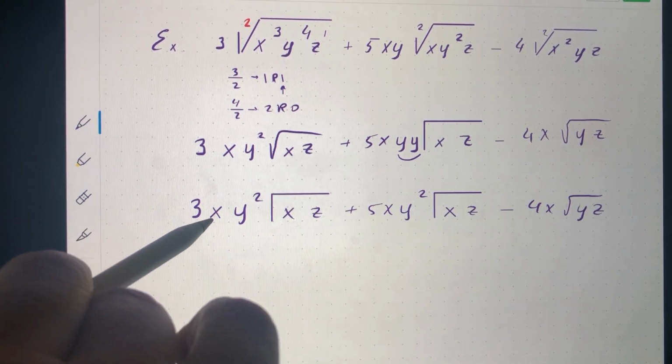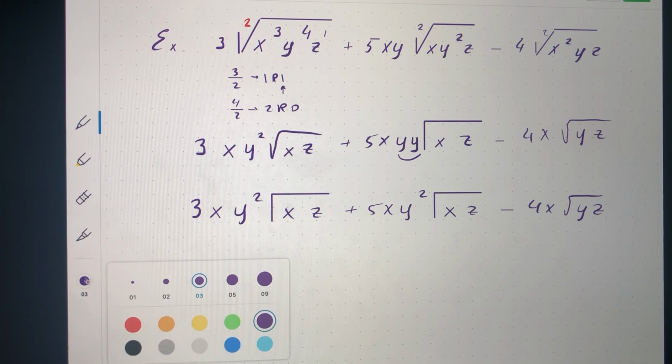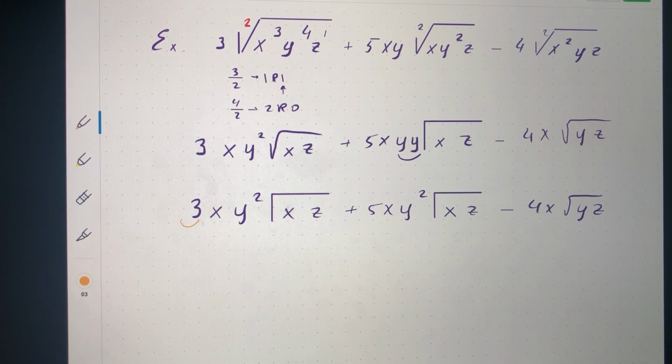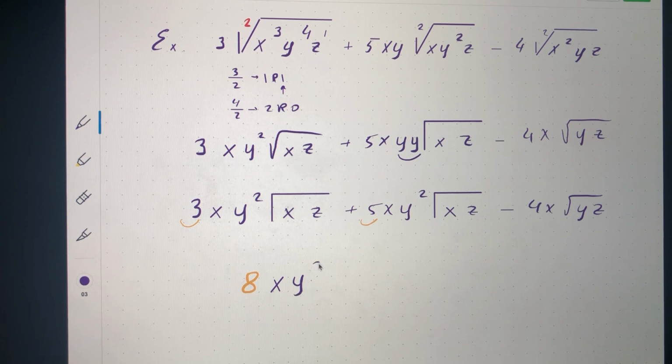These are like terms because they only differ by the number. And we can count. If we have 3 of these items plus 5 of these items, that makes 8 of the x, y squared square root x, z. But this term is different, and so we cannot combine it with the first 2. We just copy it over, and we're done.